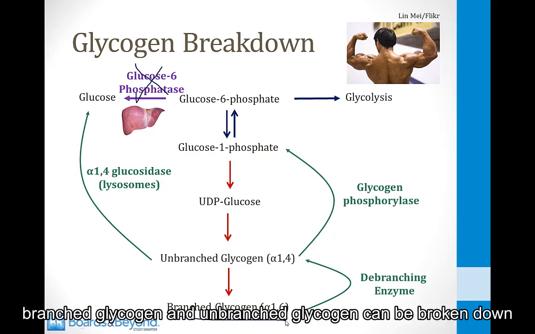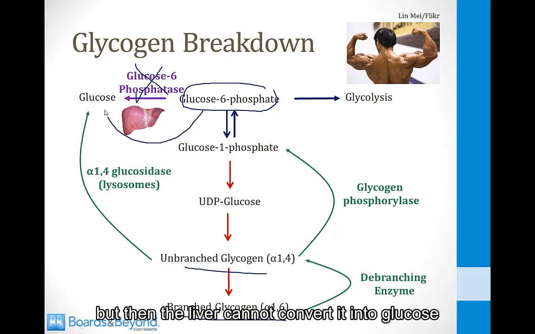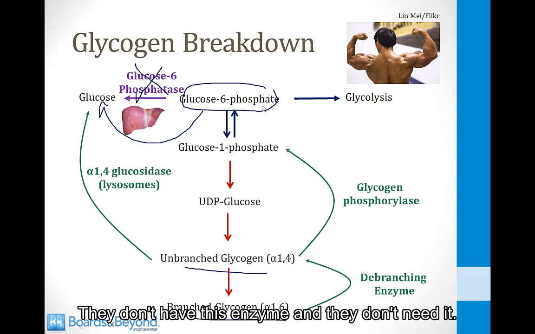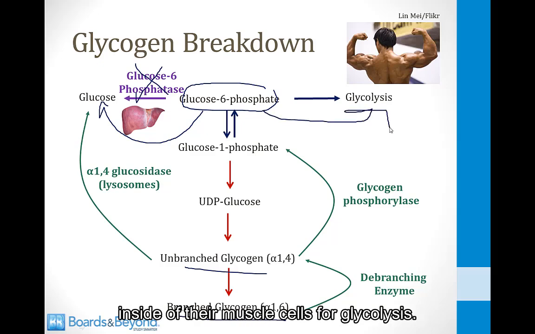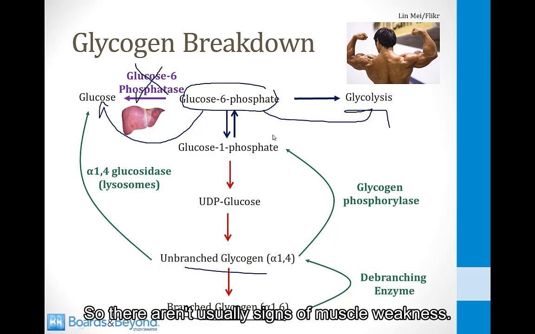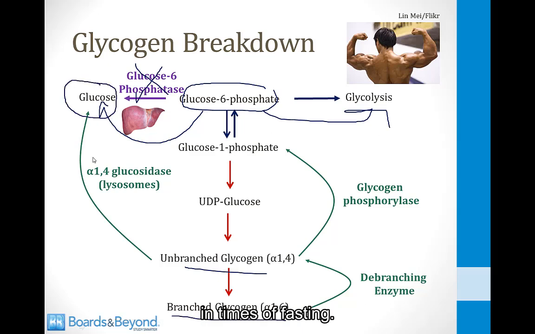As a result, branched glycogen and unbranched glycogen can be broken down all the way to glucose 6-phosphate, but then the liver cannot convert it into glucose and release it out into the bloodstream. You can imagine that muscles will be okay. They don't have this enzyme and they don't need it. They can use the glucose 6-phosphate inside of their muscle cells for glycolysis, so there aren't usually signs of muscle weakness. The major problem is that the liver cannot get the glucose out into the bloodstream in times of fasting.